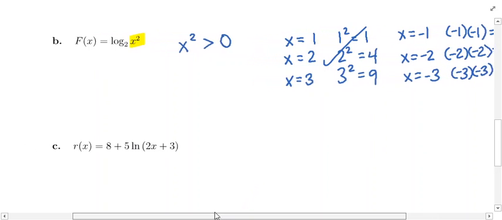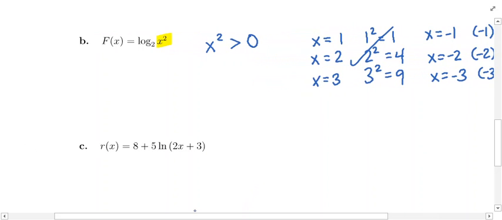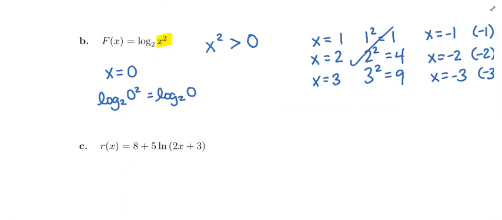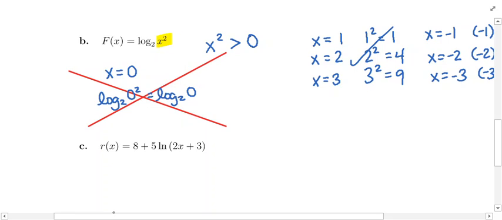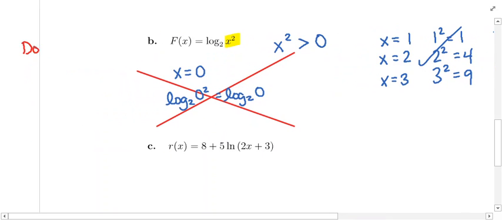So before you say the domain is all real numbers, there's still one thing we haven't checked. We've checked positive numbers, we've checked negative numbers, but we haven't checked 0. If x is actually equal to 0, you're going to get log base 2 of 0 squared. That's the log base 2 of 0. You're taking the logarithm of 0. You can't do that. So 0 is going to be the only bad spot here. So the domain is all real numbers except for x equals 0.